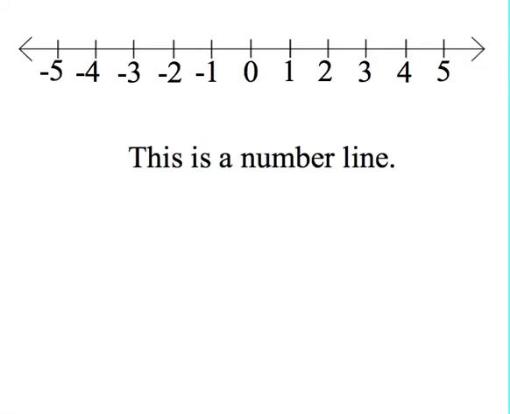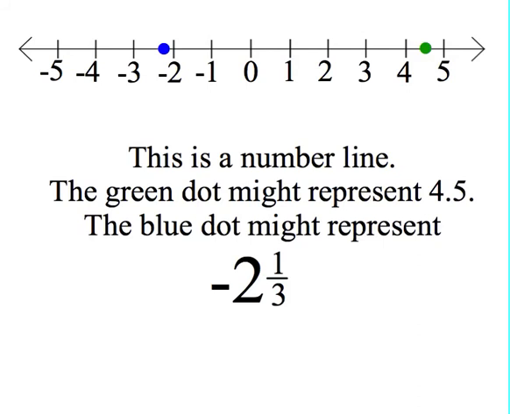This is a number line. The arrows on the left and the right means that it goes on forever. Lots of different numbers can be put on a number line, but we often label certain numbers. In this case, the ones we've decided to label are the integers. The blue dot might represent -2 1/3, and the green dot might represent 4 1/2, or as written here, 4.5.